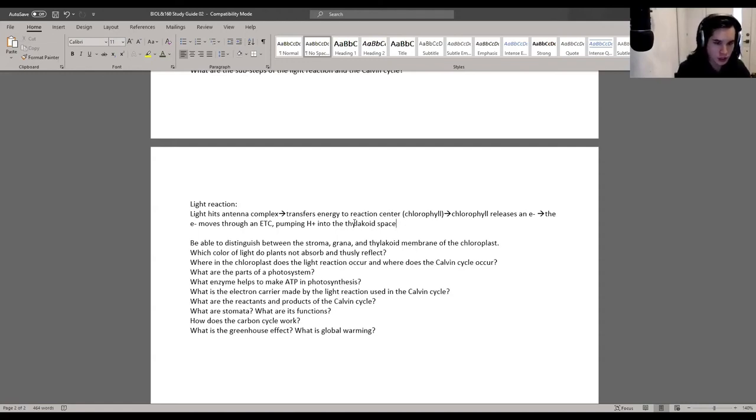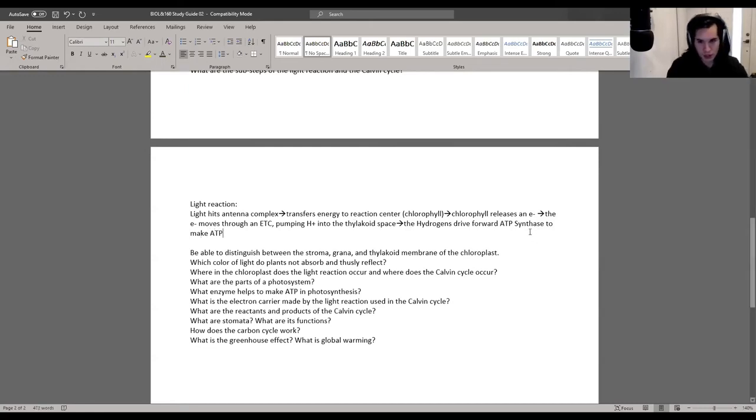Now those hydrogens drive forward ATP synthase to make ATP. Now we know that in photosynthesis, this isn't our main energy producing thing. Remember, we're trying to make sugars. We're not trying to make ATP here. But through the light reaction, we make some ATP because that ATP is necessary for the dark reaction or the Calvin cycle, which we haven't even talked about yet.